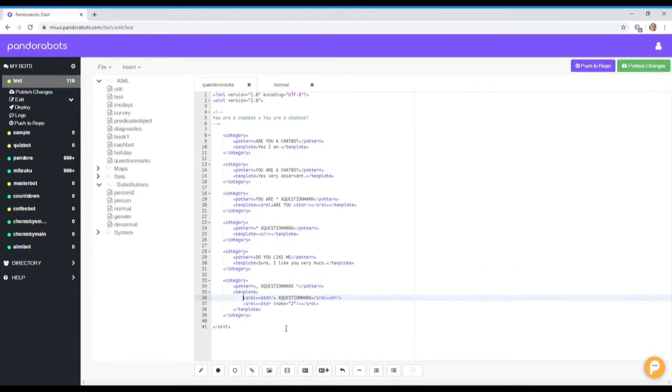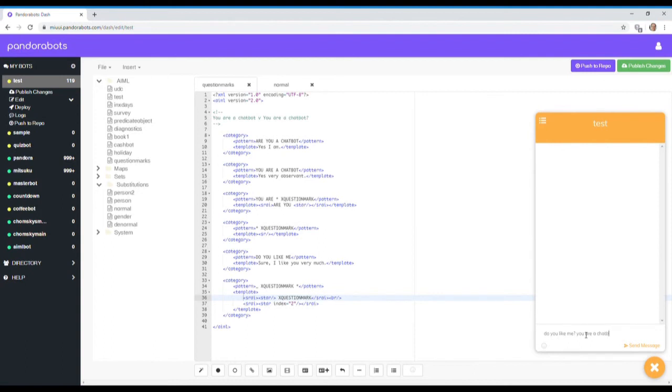Now the second part of the question, the input may also contain a question itself. So in that case, it'll just recurse round. It deals with the first part, then moves on to whatever is in the second part. So let's try that. Do you like me? Question mark. You are a chatbot? Question mark. There we go. It's dealt with the first part, do you like me, which is for sure I like you very much. It's then moved on to the you are a chatbot question mark, which means are you a chatbot, and it replied, yes you are, yes I am.